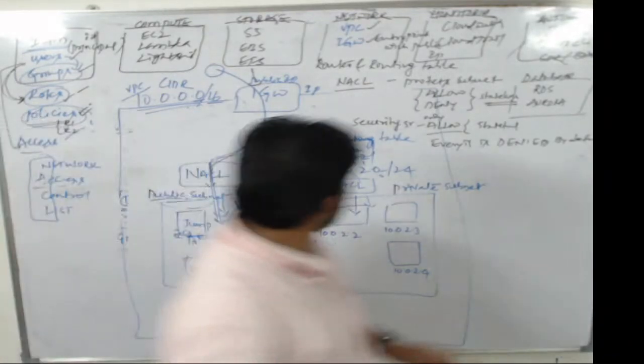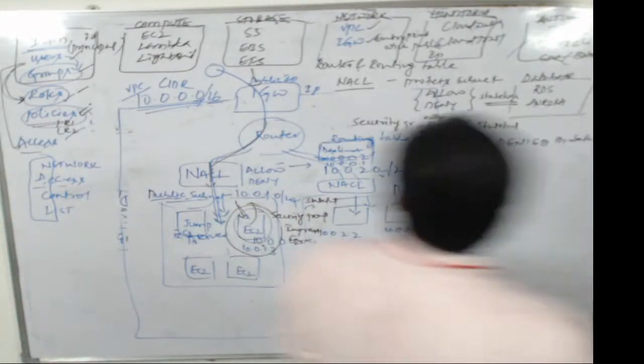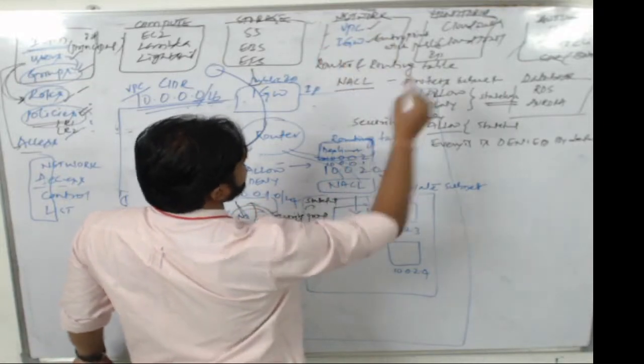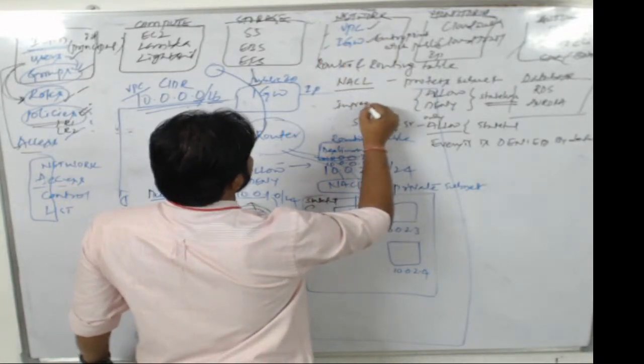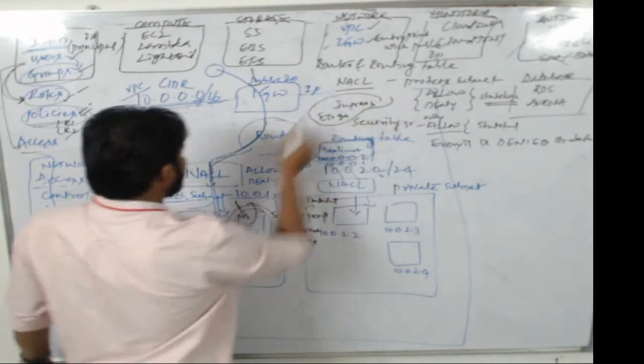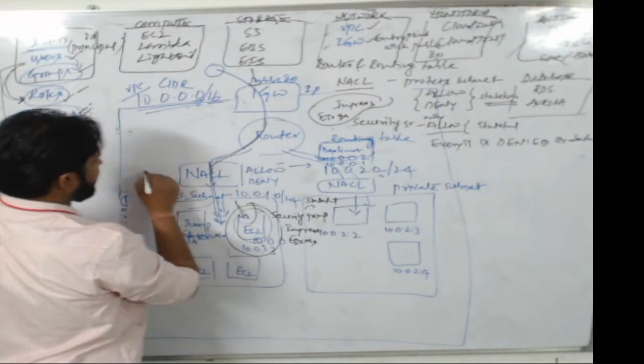All right. The next thing, what do we have here? VPCs, internet gateways, routing, NACLs, ingress and egress. They're pretty simple. Within NACL, you have ingress and egress.